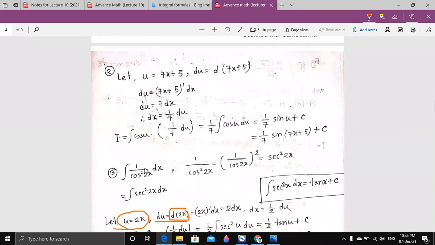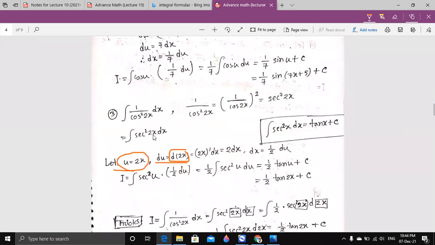See here, we have 1 by cos square 2x dx. Here I am discussing the u substitution rule, okay. We know how to calculate cos x, but we don't know how to calculate cos 2x. We have to let this part 2x be equal to u. So u is equal to 2x.